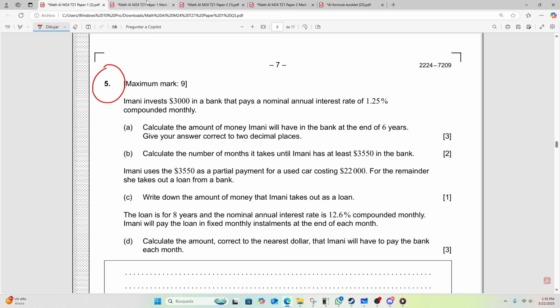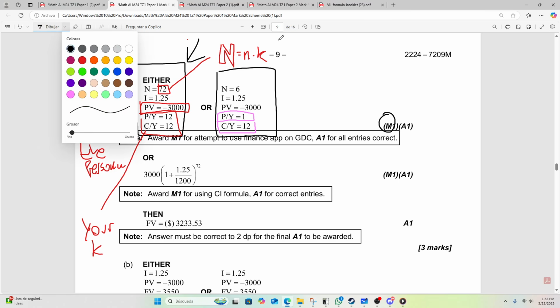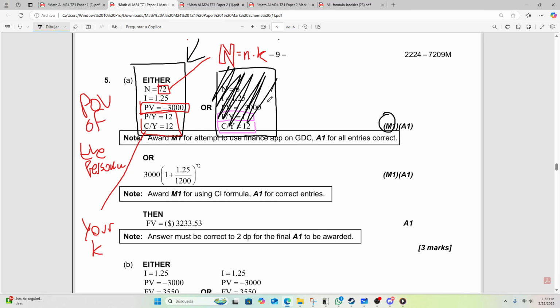And also that this PV is from the perspective of the person. And so the person initially loses $3,000. And that these two, the 12s, are just your K. Alright, so that is a method that I suggest. I know that was really quick, so that is why I suggest clicking on the video I'm probably going to put in the description. Let us keep going.